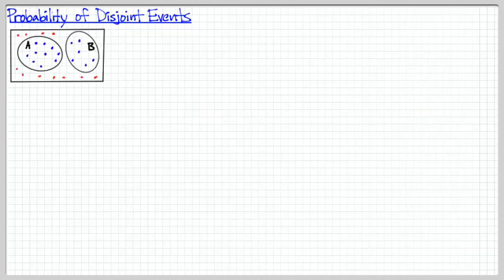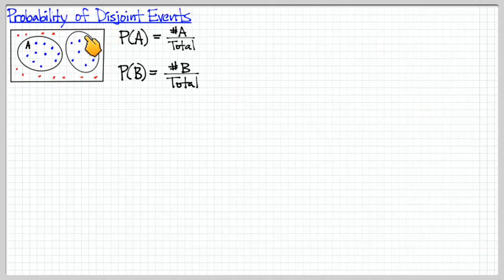Okay, so let's look at the probability when events are disjoint. Again, disjoint events have nothing in common between the two events. So the probability of event A would be the number of outcomes, all these dots within the circle A, divided by the total number of dots within this total outcome space within the rectangle. The probability of B would be the number of outcomes or dots inside B divided by the total number of dots or outcomes inside the rectangle.